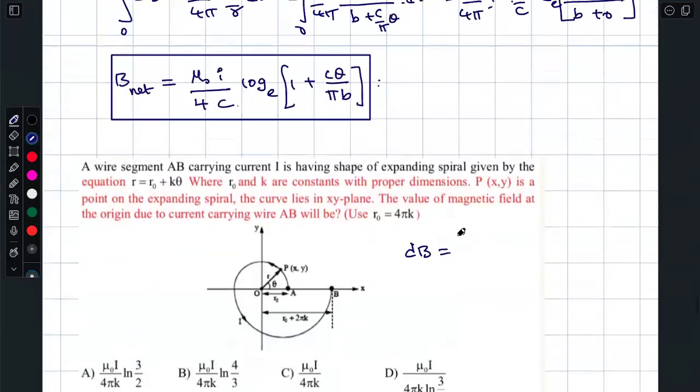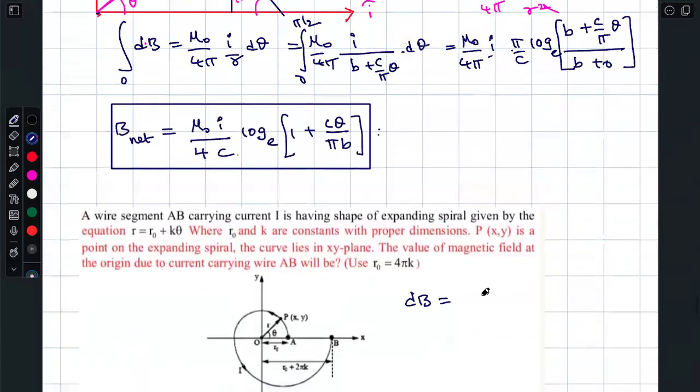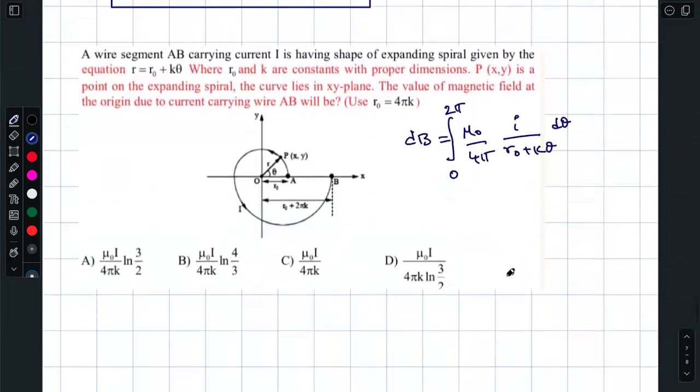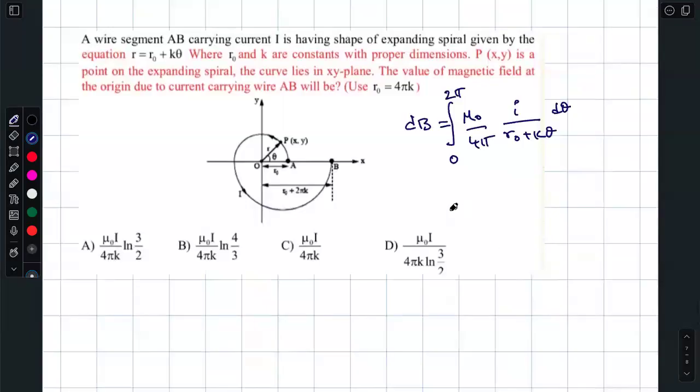So what you are going to do finally is dB is equal to, I'm just copying simply, mu naught by 4 pi I by R naught plus K theta d theta. Limits 0 to 2 pi. So what is that we are going to get from this? 0 to 2 pi, right?